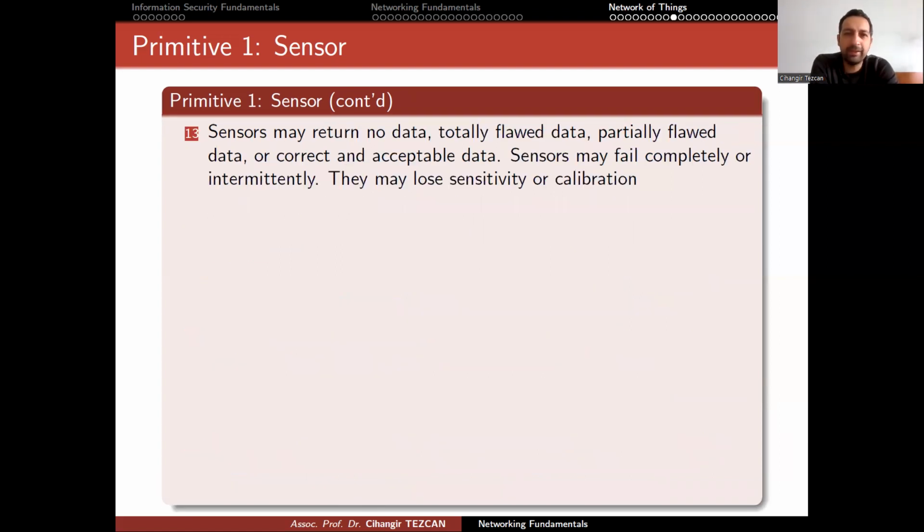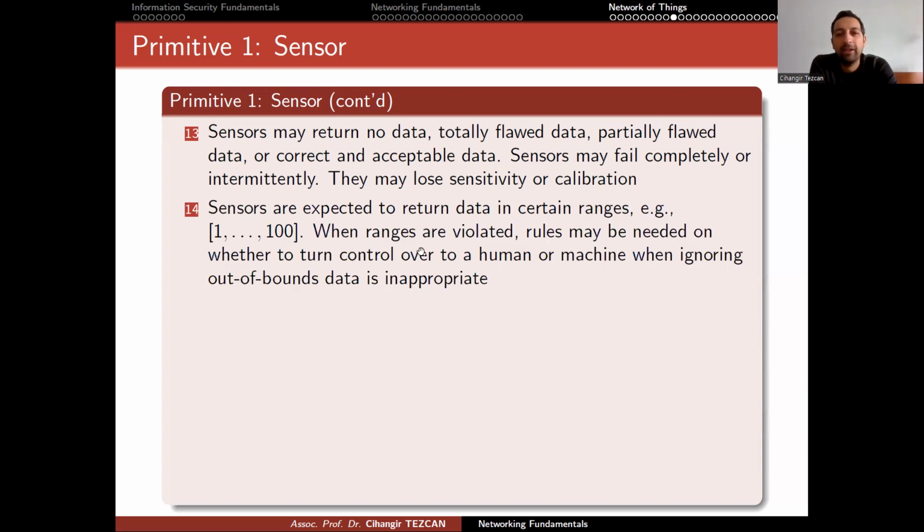Sensors may return no data, totally flawed data, partially flawed data, or correct and acceptable data. So you have to actually detect if it is correct or not. Sensors may fail completely or intermittently. They may lose sensitivity or calibration. So sensors are expected to return data in certain ranges, for example, between 1 to 100. When ranges are violated, rules may be needed on whether to turn control over to a human or machine when ignoring out-of-bounds data is inappropriate.